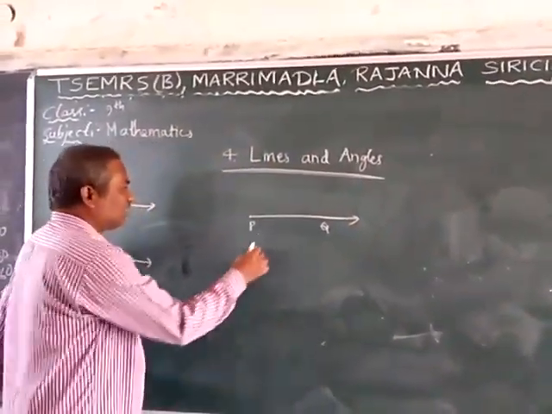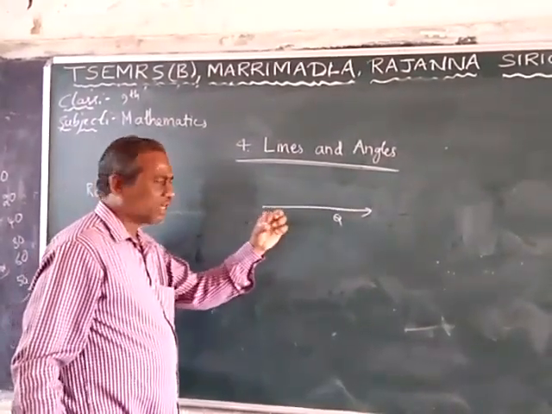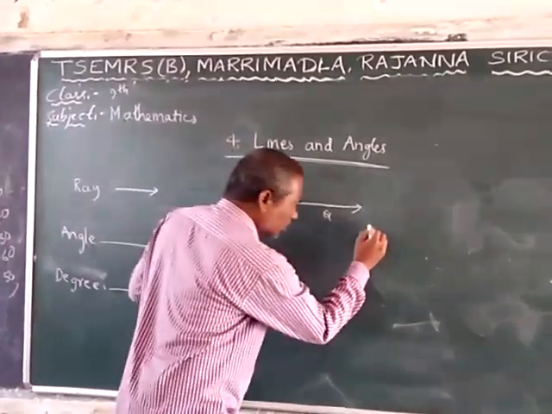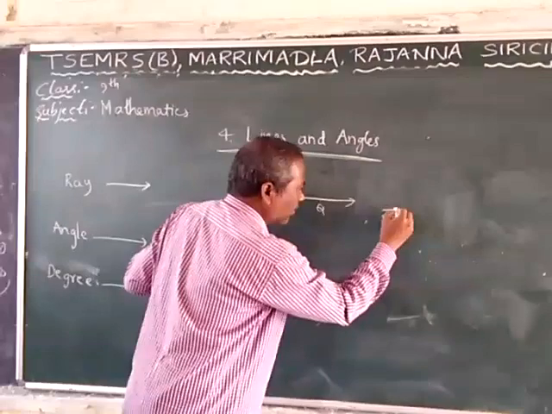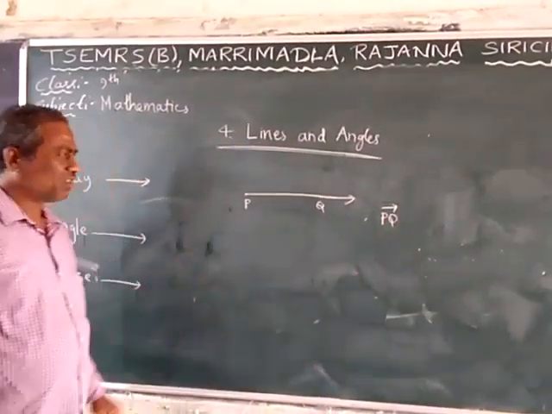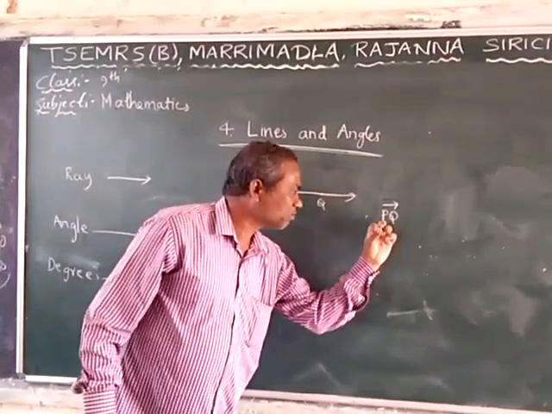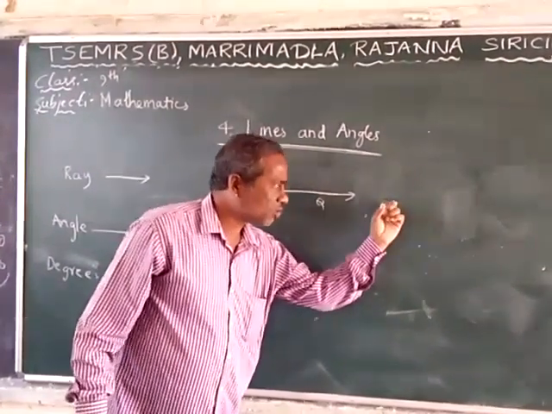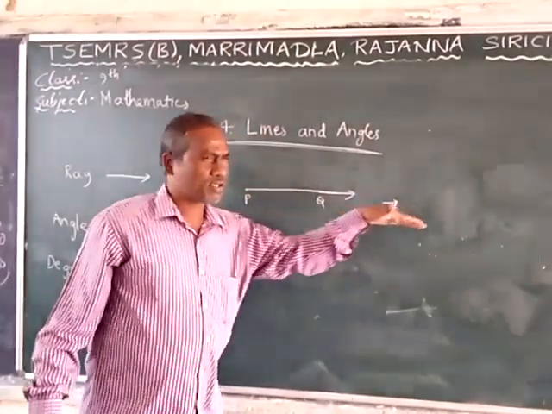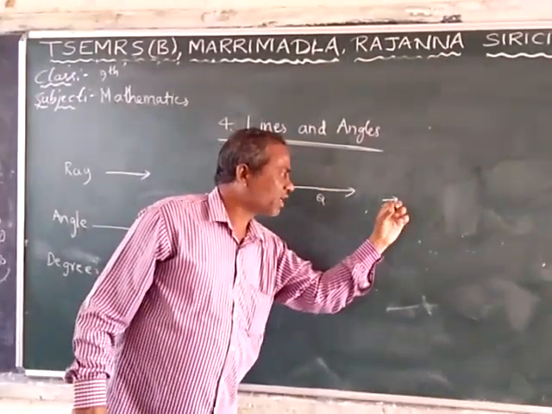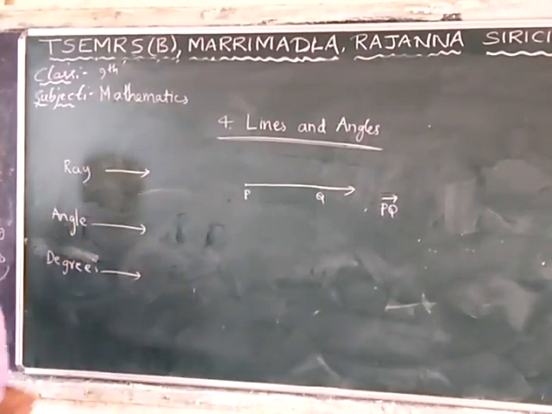So here a ray is a part of line which has a starting point and no ending point, and we denote it as PQ with a one-way arrow. This is the notation for a ray. PQ is a ray, that means P is the starting point, Q is also a point on the ray, and it is moving towards the Q side, whereas it has no ending point. So PQ is a ray.